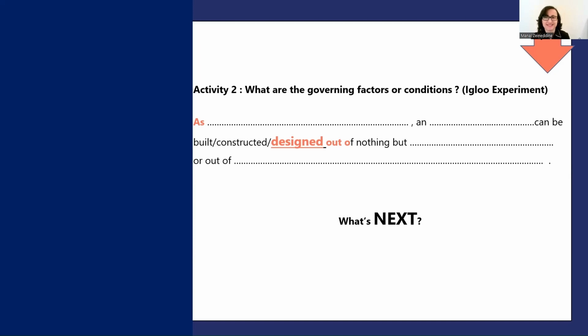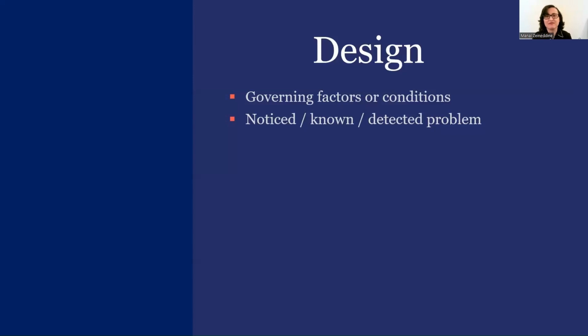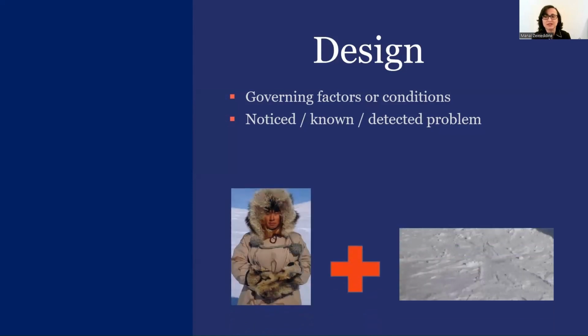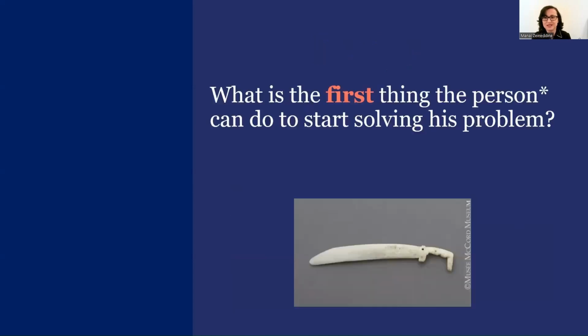So what's next? Again, there is this factor of thinking about conditions. When we are designing, we are first thinking of the governing factors or conditions. And we have already noticed or detected a problem, so we are trying to find a solution to a problem. In this case, this person wanted to build an igloo. All he had was just this snow that is all around. So what is the first thing the person can do to start solving the problem?